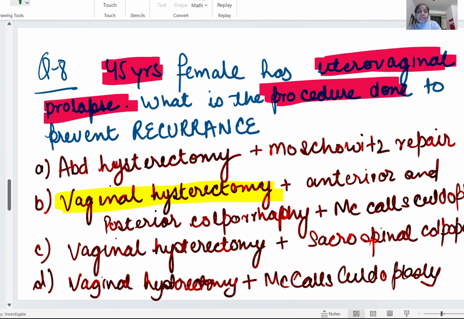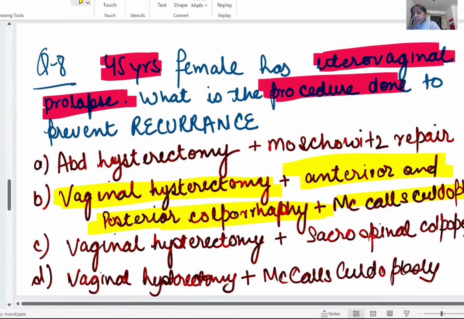Next is, what is the procedure done? Vaginal hysterectomy will be done. Abdominal hysterectomy will not be done. And then it is anterior and posterior colporrhaphy and McCall culdoplasty. Why will we not do this one? Sacrospinous is not done because sacrospinous is for vault prolapse.